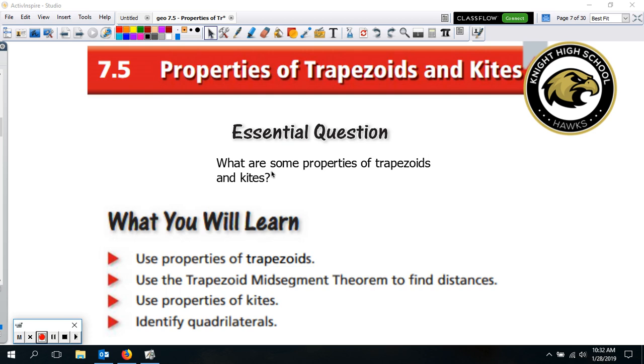So it says what are some of the properties of the trapezoids and kites. First, let's go and look at a little cartoon.